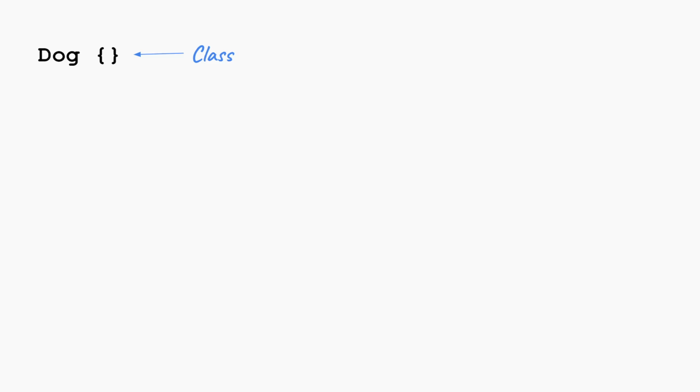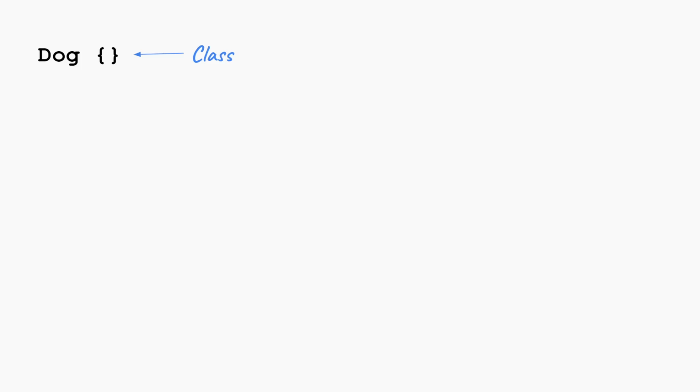Let's look again at the English language and think about just a noun or an object that we may be writing about or talking about. Something like a dog, right? A dog is a noun. So if we're looking at programming, we can think of this dog as our class.